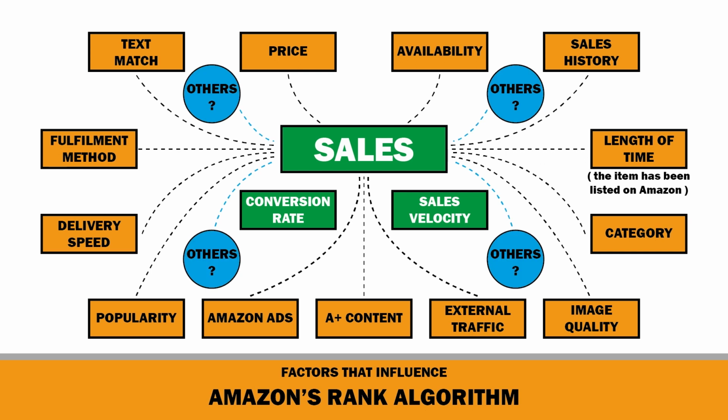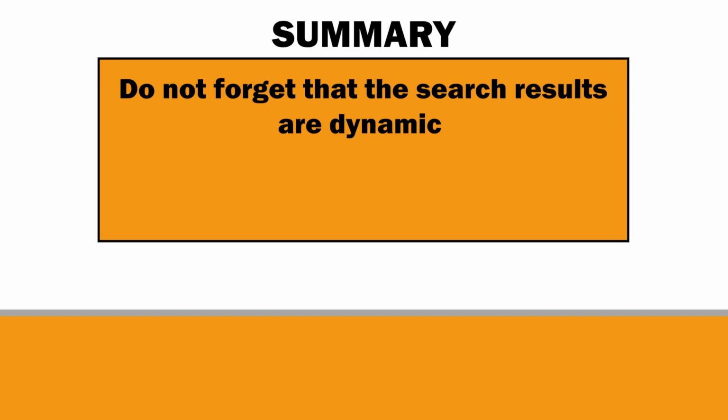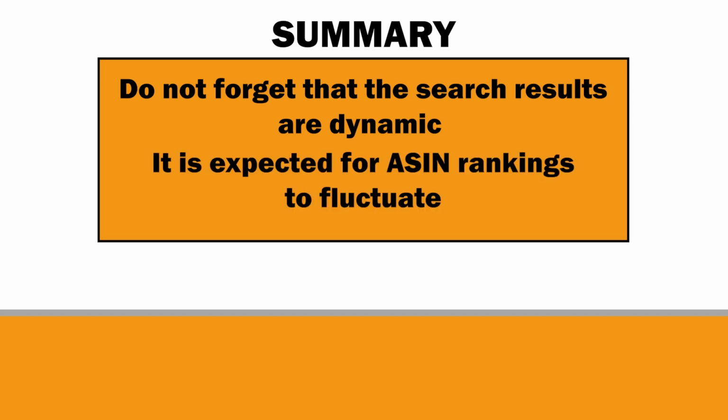Of course, there are also some other factors that nobody knows exactly. These are the factors that they prefer not to tell, and they call them just "others" in the KDP Help Center. If I make a summary, do not forget that the search results are dynamic, and it is quite normal that rankings fluctuate, because search algorithms always run A/B tests to find out which results work better.